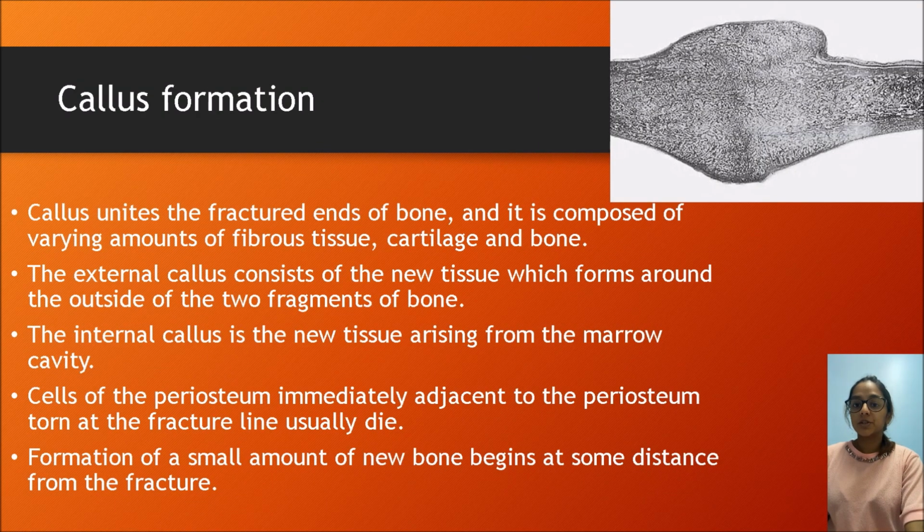Now would be callus formation. Callus is basically uniting the fractured ends of the bone and it is composed of varying amounts of fibrous tissue, cartilage and also bone. The external callus consists of the new tissue which forms around the outside of the two fragments of the bone. The internal callus is the new tissue arising from the marrow cavity. Cells of the periosteum immediately adjacent to the periosteum torn at the fracture line will usually die. Formation of a small amount of new bone begins at some distance from the fracture. The diagram above shows the callus formation.